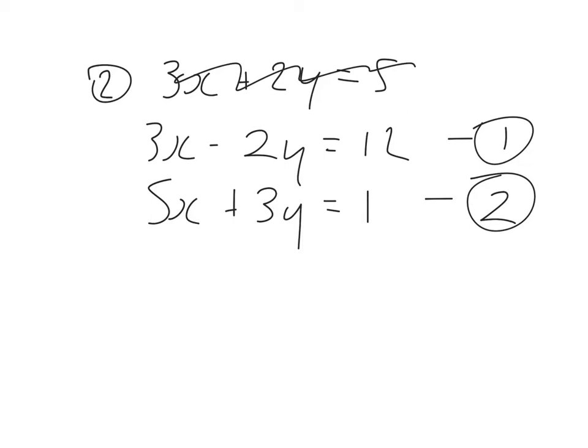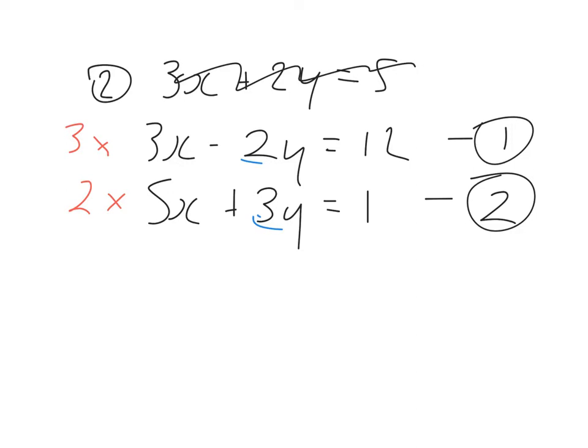So just choose one. I'm going to scale up the 2 and the 3, so we're looking for the lowest common multiple. The lowest common multiple is 6. So to get equation 1 up to 6y, we'll need to multiply by 3. And equation 2, to get that from 3 up to 6, we'll need to multiply by 2. So we'll get two new equations now.